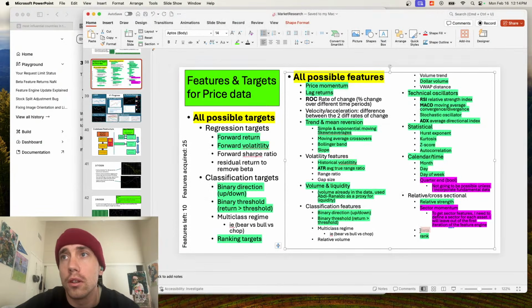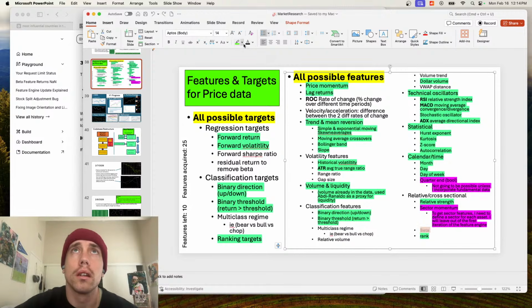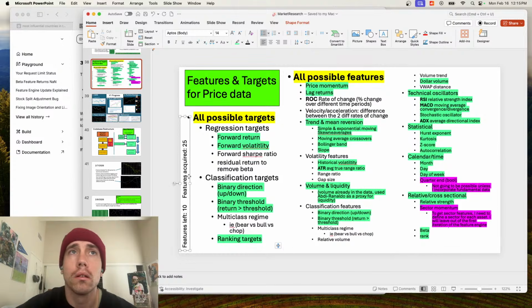Alright, so beta is working. Oop, don't want that. Want this nice spring green. So now we have 26 features, and only 9 left.